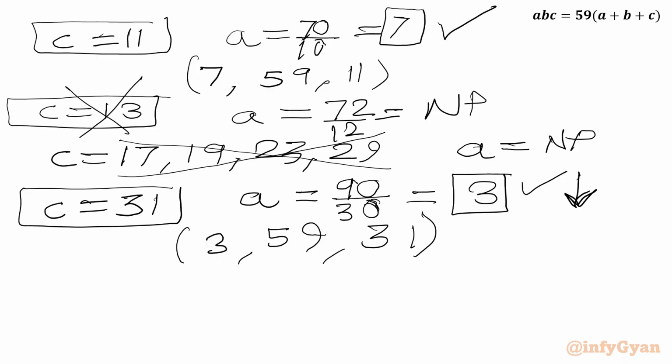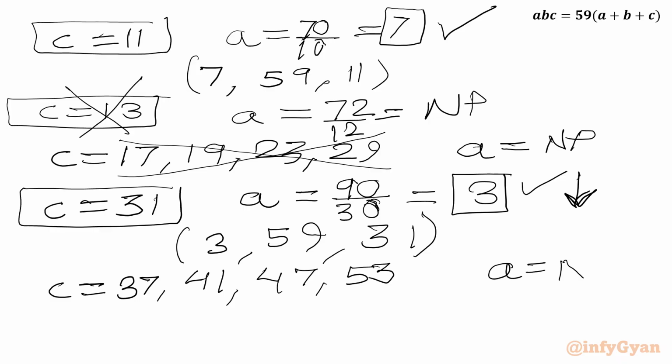Now the next prime numbers. If I write here C equal to 37, 41, 47, 53, we are not going to get A prime. So I will write here A not prime. So we are going to reject these prime numbers. In the series, if I write 59 also, it will provide us a non-prime number.